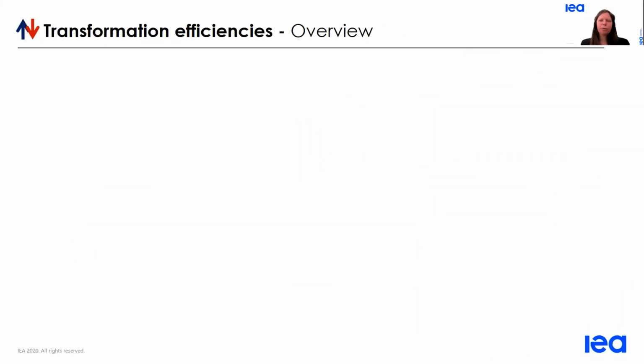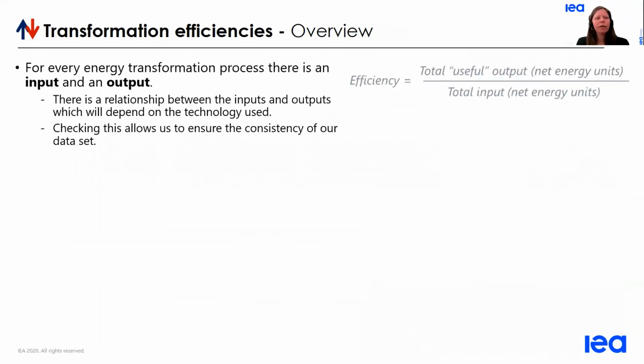I've mentioned efficiencies before. We will have a look now at how they can help us validate the data. For every energy transformation process, you have an input and an output. And there is a relationship between these that will depend on the technology used. If we check this, we ensure the consistency of our data set and we ensure that the relationships are satisfied. The efficiency is calculated as the total useful output over the total input. And this should always be in net energy units.